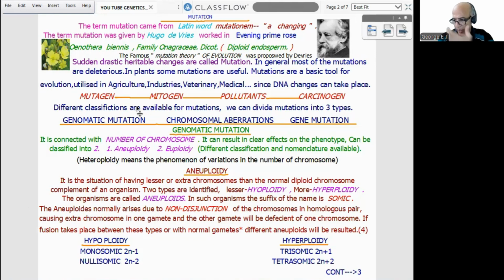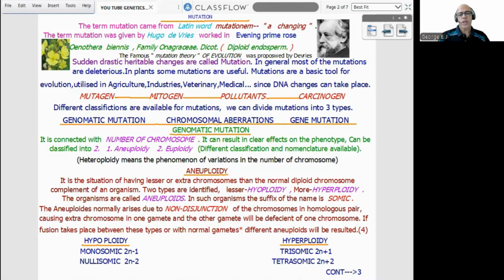Now, four basic terms: mutagen, mitogen, pollutant, and carcinogen. What is a mutagen? Substances that can cause mutation. Gen means production. Mitogen: substances that can cause mitosis. Pollutant: substances that can cause pollution, and then you can observe how much pollutant it is. Then carcinogen: substances that can cause cancer.